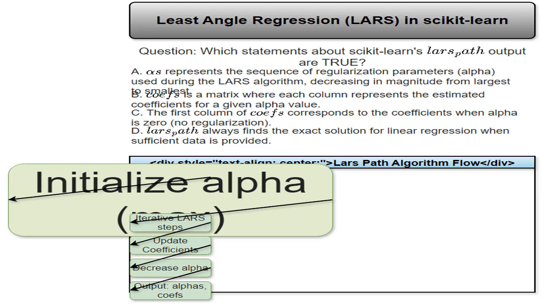We start by picking the biggest possible value for ALPHA. ALPHA is a parameter that controls how much we want to shrink our model's coefficients to prevent overfitting. It's like setting the initial temperature for a process.